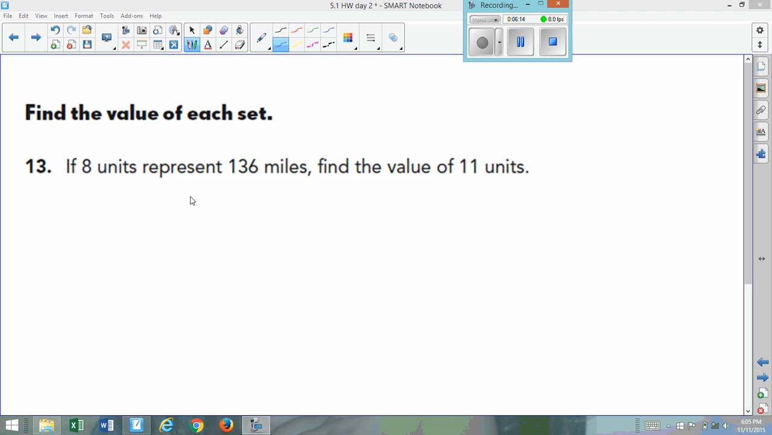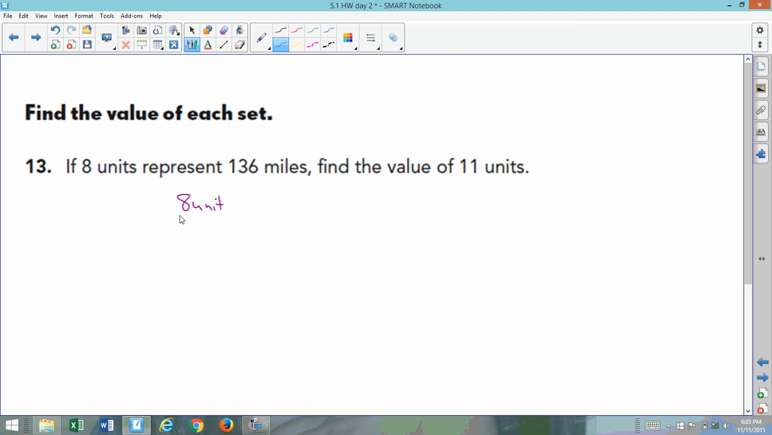Okay, so we have 8 units for 136 miles. We're trying to get 11 units over miles. Now, this one's rough. So you had to basically figure out how many times 8 goes into 11. And 8 goes into 11, 1 3/8 times. Then you had to multiply 136 by 1 3/8. So I'm going to do the work down here.